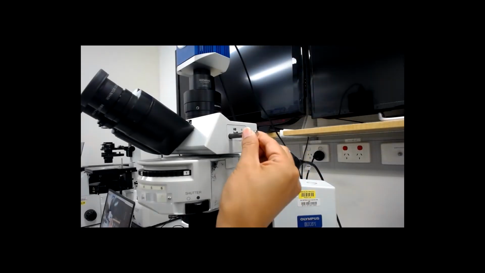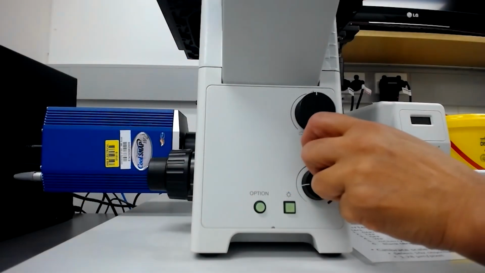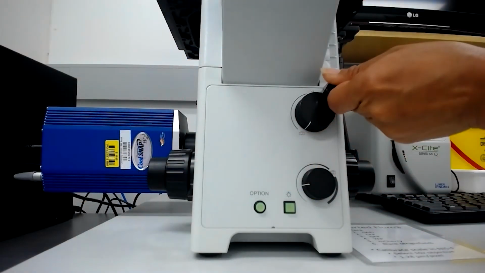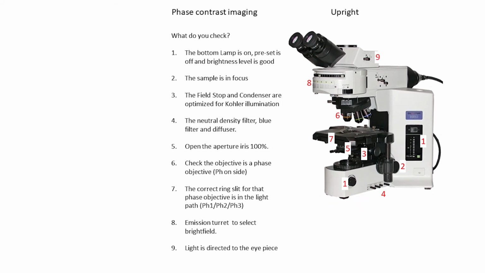Make sure the light is directed to the eyepieces by moving the slider on the upright or turning the knob on the inverted. You will see a phase contrast image through the eyepieces. Move the condenser ring from the open to phase position to compare the differences.